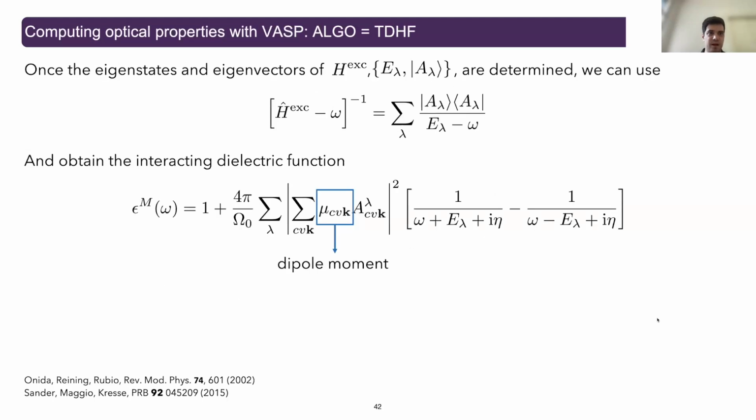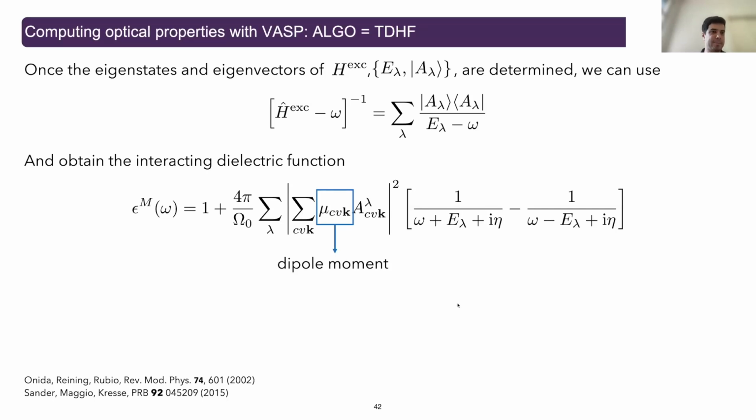So once your excitonic Hamiltonian is decomposed into eigenvalues and eigenstates, you can use this spectral relation and arrive at the interacting dielectric function, where here you have dipolar moments coupling to the eigenvectors of your excitonic Hamiltonian.